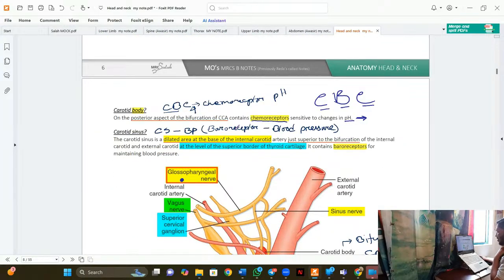Carotid body and sinus. The carotid body is posterior to the bifurcation of the common carotid artery, and it contains chemoreceptors, so it is sensitive to change in the pH, so it controls respiration. And the carotid sinus is in the root of the internal carotid artery, and it contains baroreceptors, so it controls and maintains blood pressure.